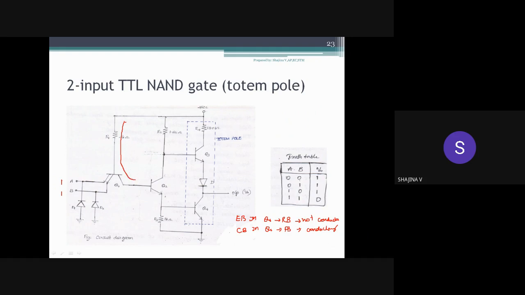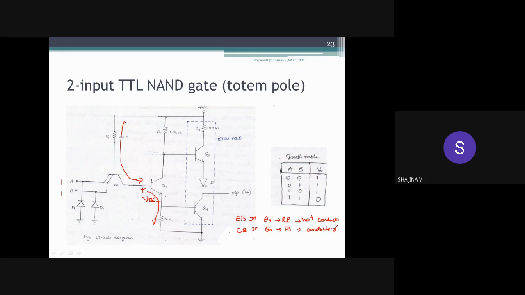There will be a current flow. Since this base collector junction is conducting, there will be a current flow to the base of Q2. Right. So there will be a current flow to the base of Q2 such that here there will be a voltage drop VBE, that is the base to emitter junction voltage. Okay. So current will flow through this path. So we can say there will be a voltage drop VBE, when the VBE of the transistor is greater than 0.7 volt.